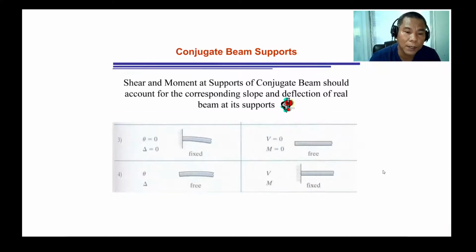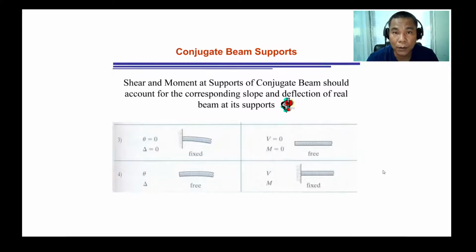Another type is a fixed support. For the fixed support, both the slope and deflection are equal to 0 for the real beam. And this corresponds to a free end in the conjugate beam, because at a free end there will be no shear and no moment. And this is the opposite of a free end in the real beam, where the theta, or the slope, and deflection are unknown.